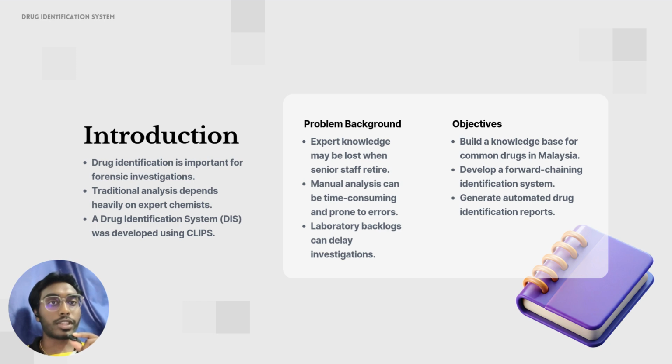So now for the introduction. Drug identification plays an important role in forensic investigations and law enforcement. However, traditional drug analysis relies heavily on experienced forensic chemists. Several challenges exist, such as the loss of expert knowledge when senior chemists retire, the high workload of manual analysis, and delays caused by laboratory backlogs.